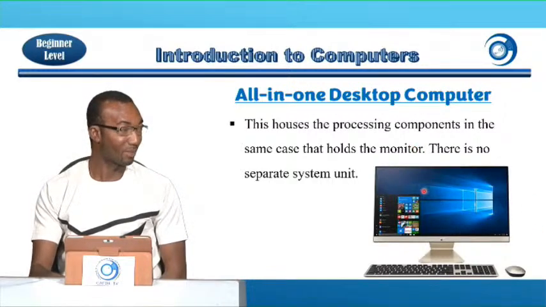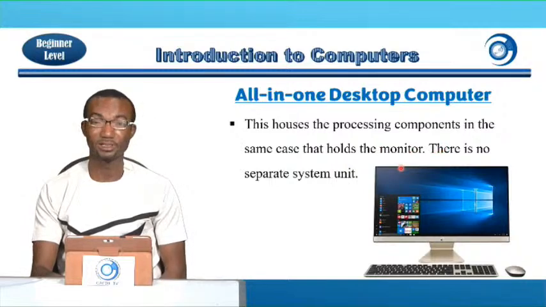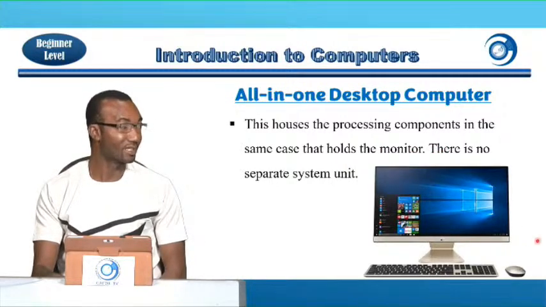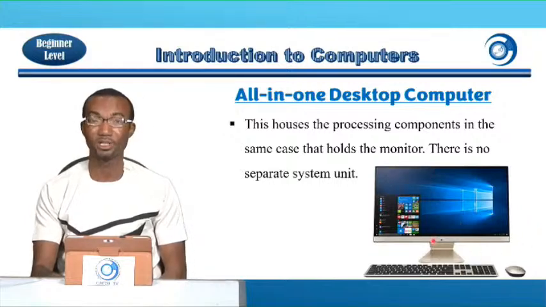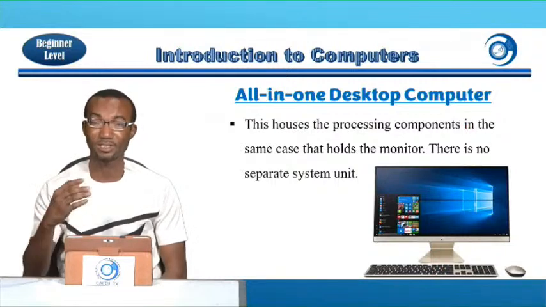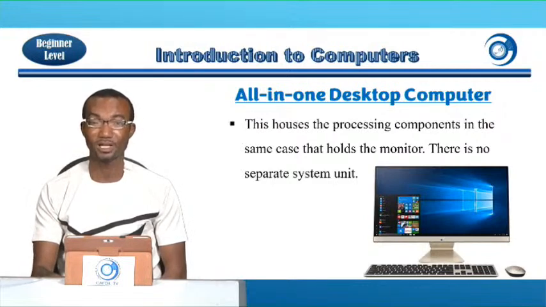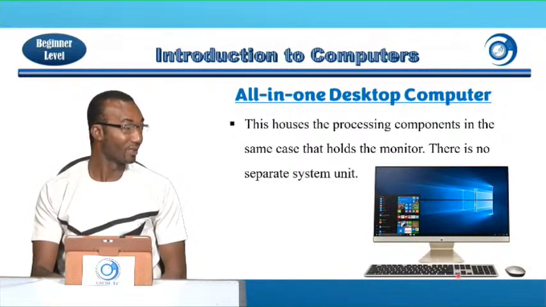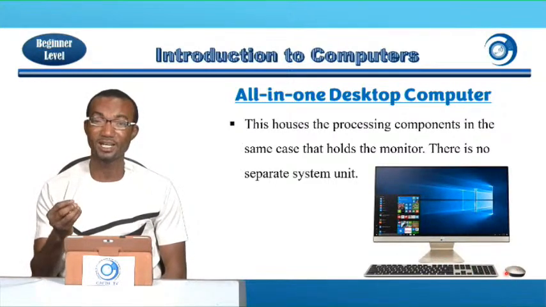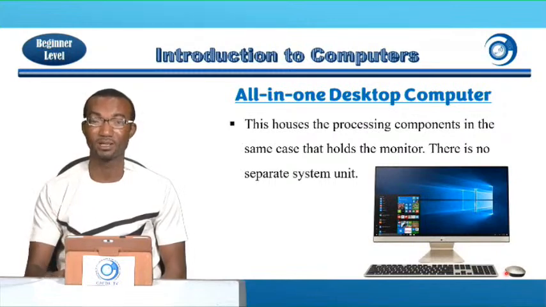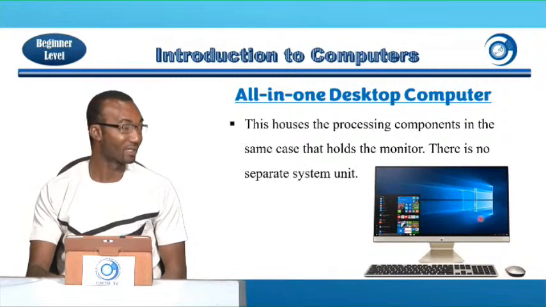It is normally found at the back, a small case at the back that holds the processing component and the storage component. So this comes without a system unit. The system unit is built together with the monitor, and we call it all-in-one desktop computer. So that is a new type of desktop computer that we have these days. If you are using all-in-one, you can use a Bluetooth mouse and keyboard, and you see that the cables that you use will be minimal. You use less cables in connecting an all-in-one desktop computer.